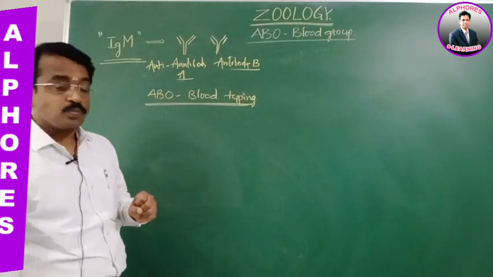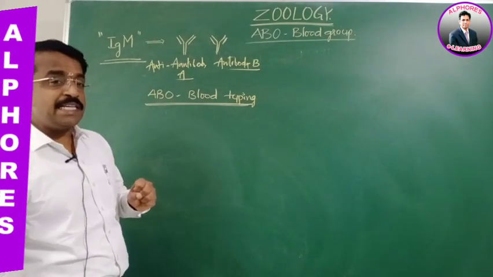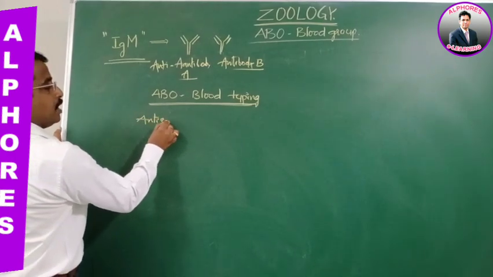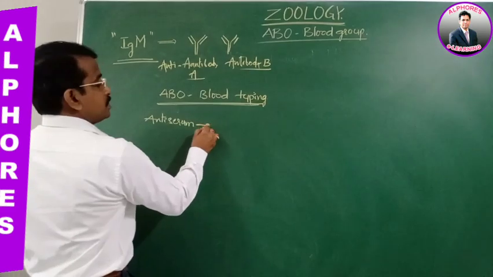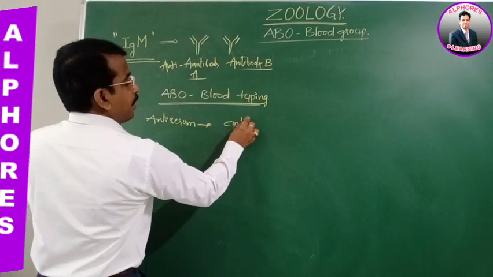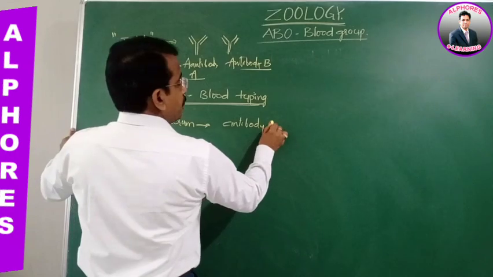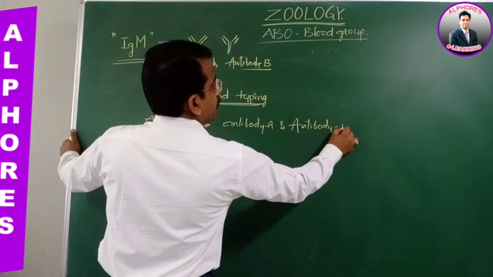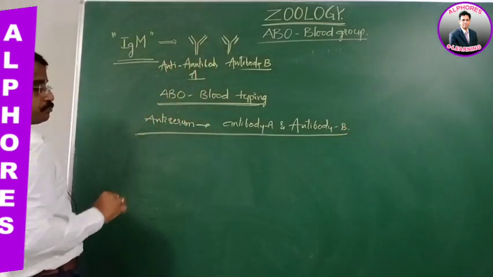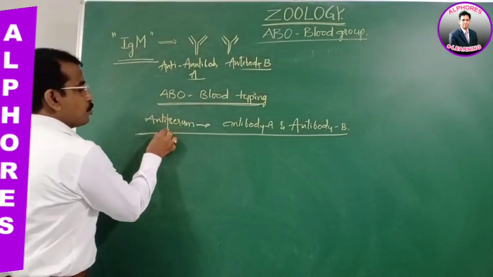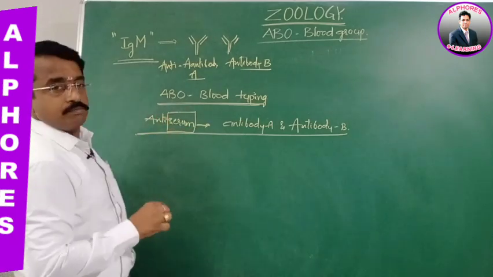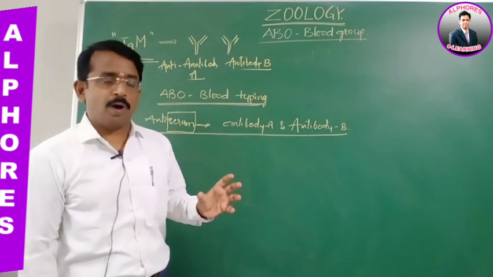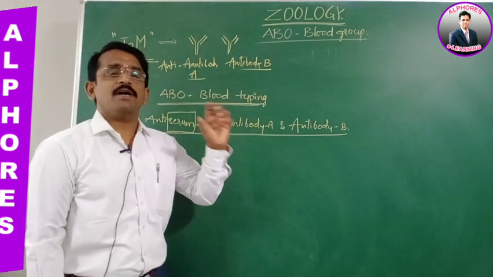For this, anti-serum containing antibody A and antibody B are taken into consideration. Now let's see what the term serum means. Serum is nothing but the fluid of the blood plasma without prothrombin and fibrinogen.